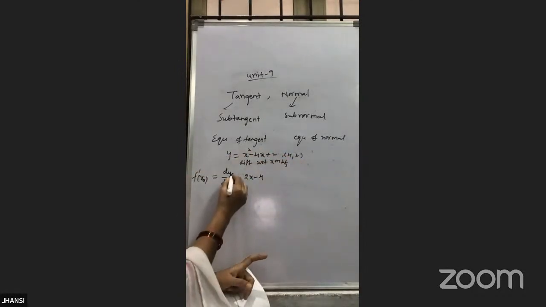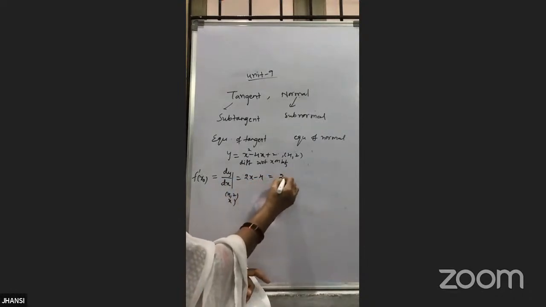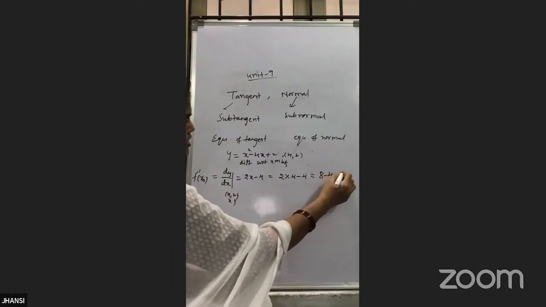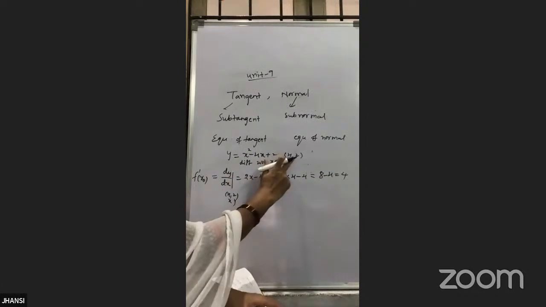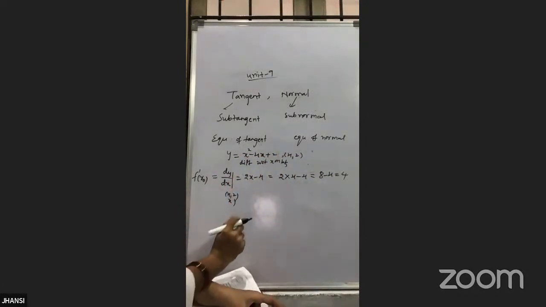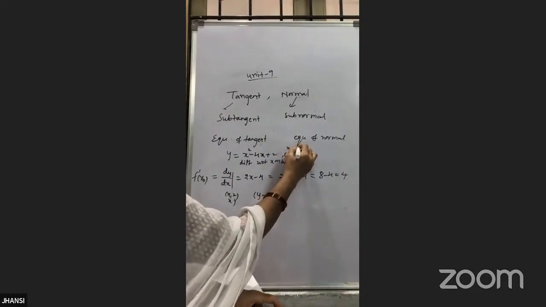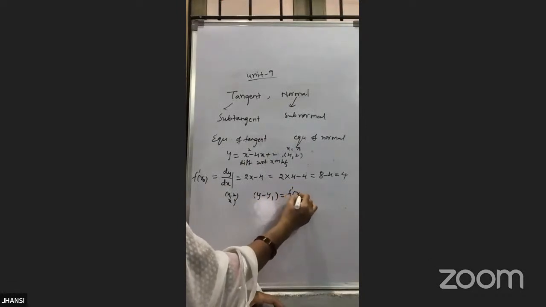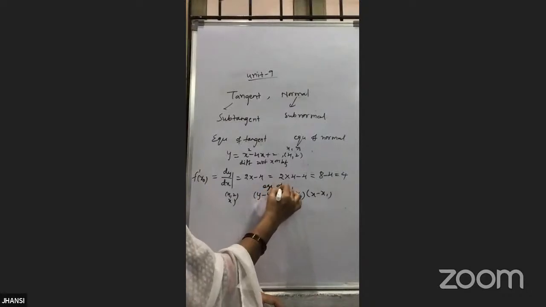Here the point is given now, 4, 2. So this is the x value and this is the y value. So it is 2 into 4 minus 4, which is 8 minus 4, that is 4. Now you have the slope value, and you know the point x1, y1 is given. So the formula is y minus y1 equals f dash of x0 into x minus x1. This is the equation of tangent.